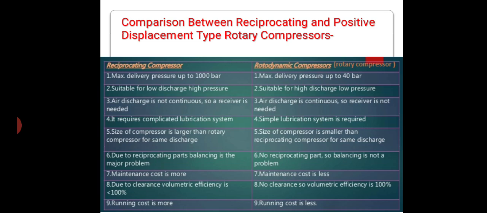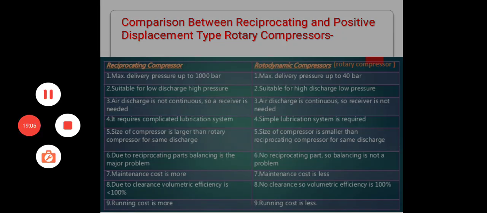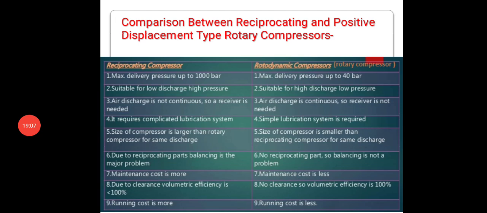Due to clearance volume, efficiency is less than 100% in the reciprocating compressor, and in the rotary compressor, as we are not providing any clearance volume, the efficiency is high, 100%. The running cost is more in the reciprocating compressor, and in the rotary compressor the running cost is less. So these are the comparative points between the reciprocating compressor and the rotary compressor.